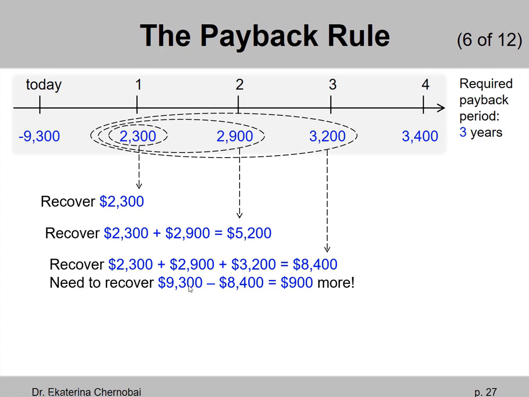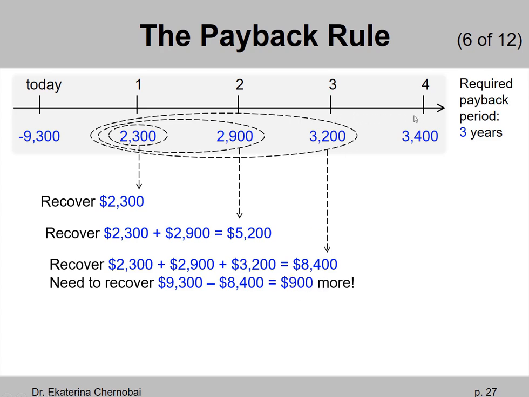We need to recover a total of $9,300. That's the cash flow in year 0. And by the end of the 3rd year, you will be at $8,400. So $9,300 minus $8,400 equals $900. We need to recover $900.